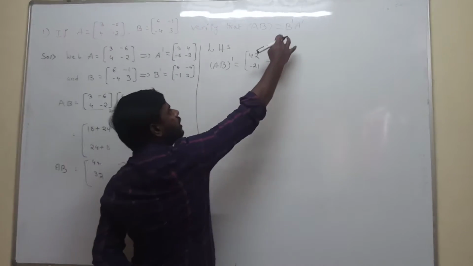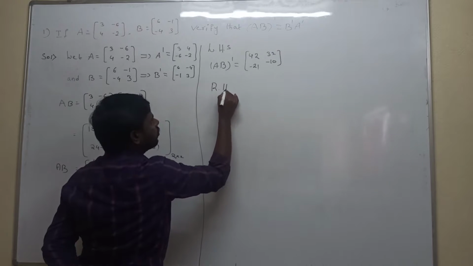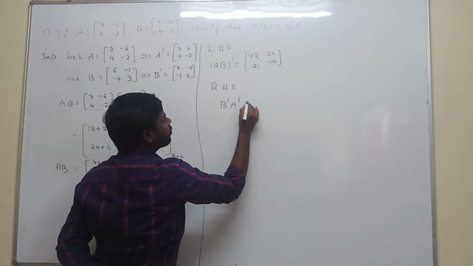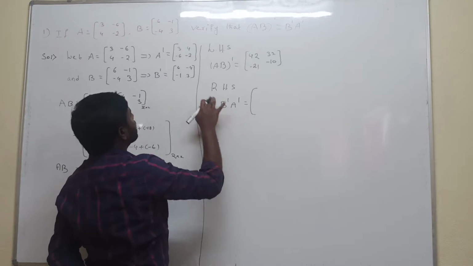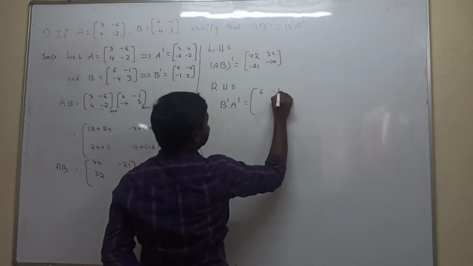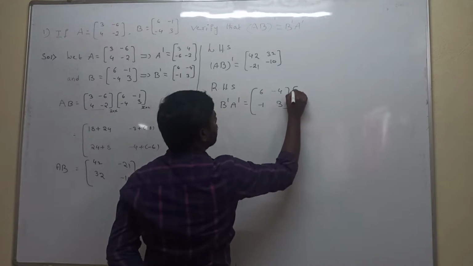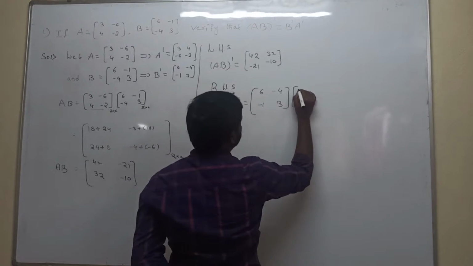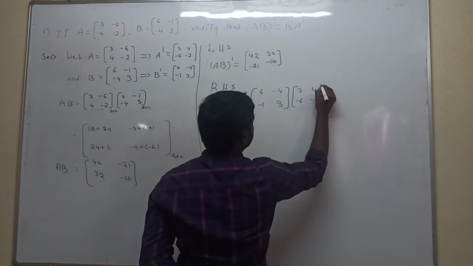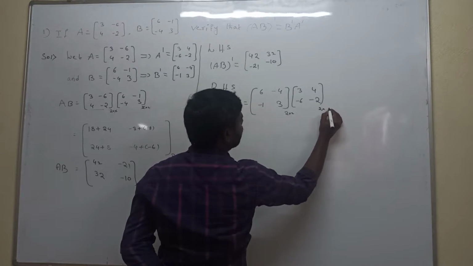Next, to calculate B transpose A transpose, that is nothing but the right hand side value. Substitute the matrices. The B transpose value is 6, minus 4, minus 1, 3. Next, substitute A transpose: 3, 4, minus 6, minus 2. This is also of order 2 by 2, and this one is also of order 2 by 2.